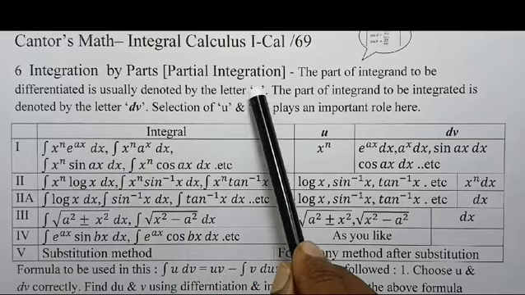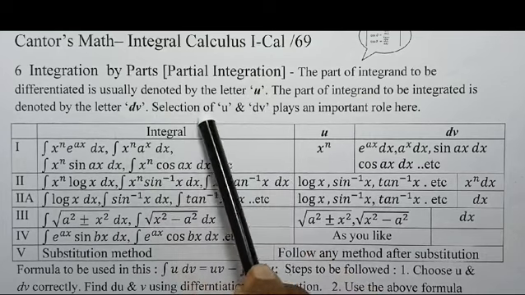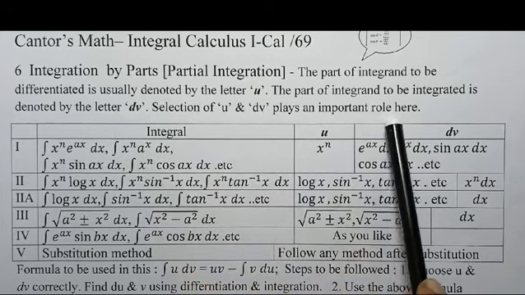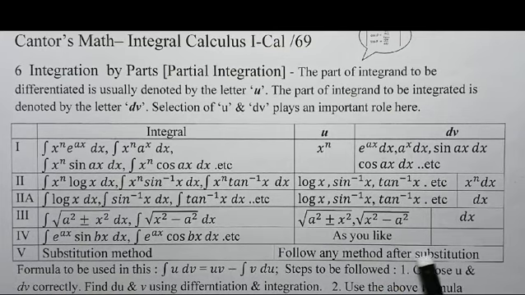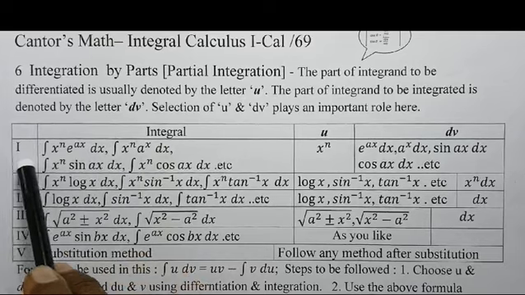Therefore, you have to select u and dv properly. Selection of u and dv plays an important role here. Therefore, you have to remember the table always. Try to remember this and recollect it correctly. Now, this integral is our first type.